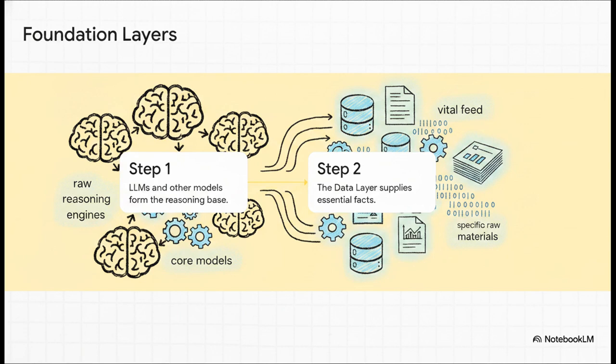But here's the catch. These foundation models, they're essentially just raw reasoning engines. Out of the box, they literally don't know the specifics of your business. And that is exactly why they are completely dependent on step 2, the data layer, which rests directly above them. This data layer acts as a vital feed, supplying the models with the specific raw materials and facts they need to do their job accurately and avoid those crazy hallucinations.